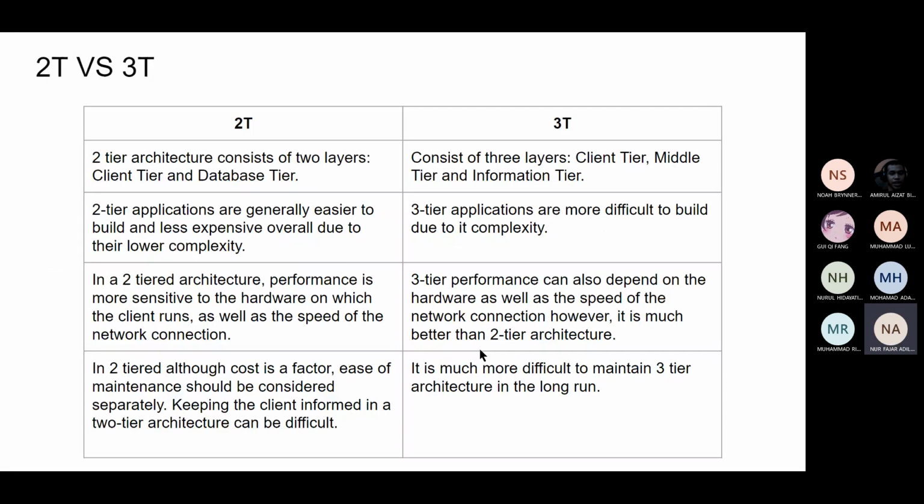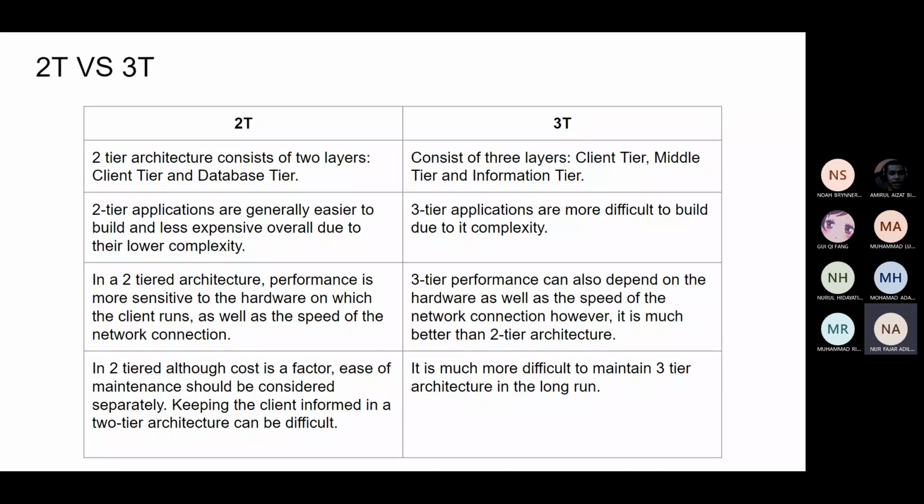And two-tier versus three-tier. The two-tier architecture consists of two layers, client tier and database tier. The three tiers consist of client tier, middle tier, and information tier. Two-tier applications are generally easier to build and less expensive overall due to their lower complexity, while three-tier is more difficult due to its complexity. In a two-tier architecture, performance is more sensitive to the hardware on which the client runs, as well as the speed of the network connection.